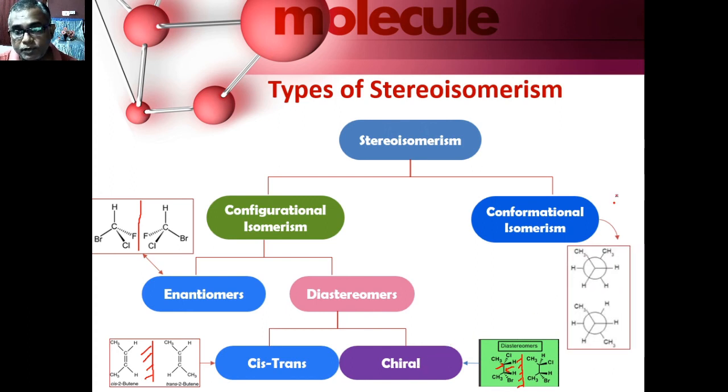As far as conformational isomerism is concerned, you can see we have a staggered conformation of butane and also a skew conformation of butane. So conformational isomerism arises because of the rotation of the carbon-carbon single bond, whereas configurational isomerism arises because of the breaking and formation of new bonds.